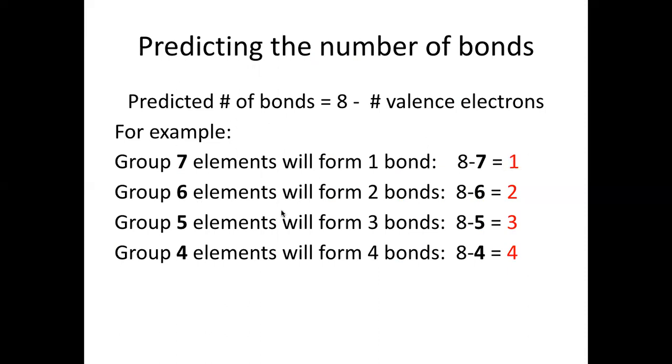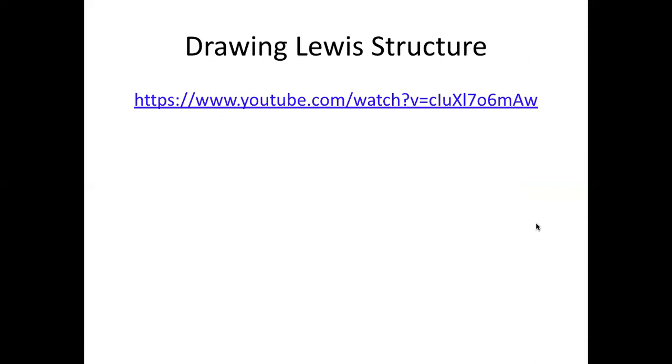Group 6 elements will form 2 bonds. So 8 minus the number of valence shell electrons, which is 6, gives 2. Group 5 elements will form 3 bonds. 8 minus 5 is 3. And group 4 elements will form 4 bonds. 8 minus 4 is 4. So this is an easy way to figure out how many bonds are going to form based on where the element is positioned on the periodic table.